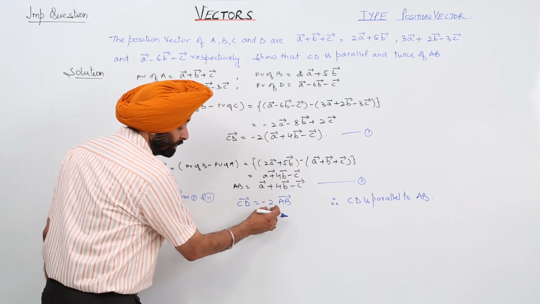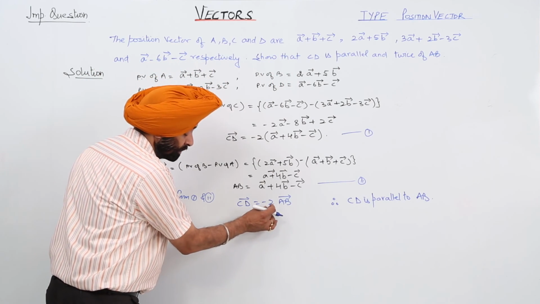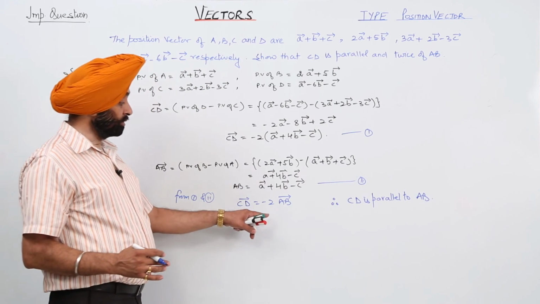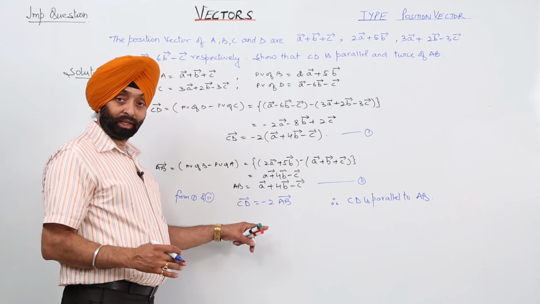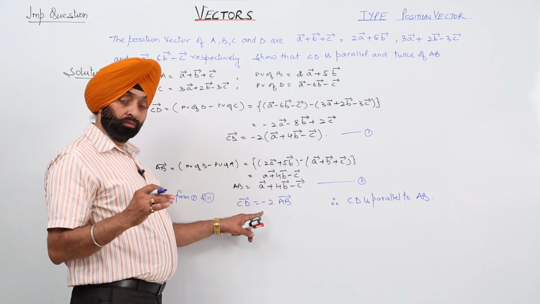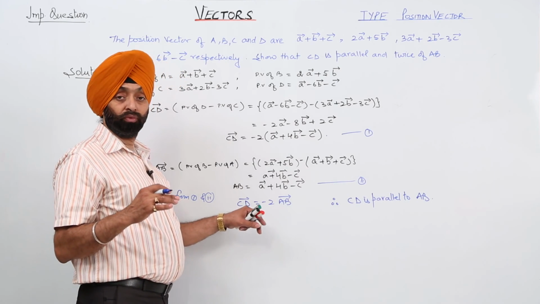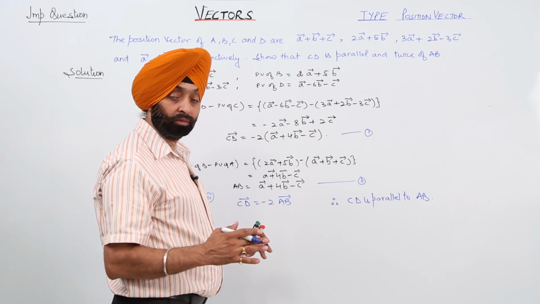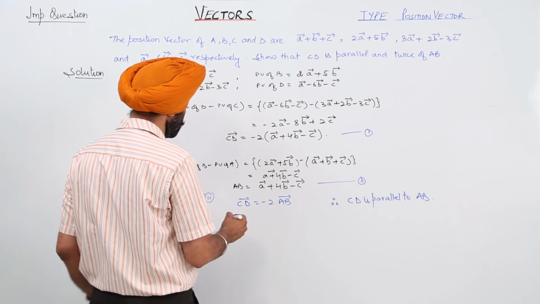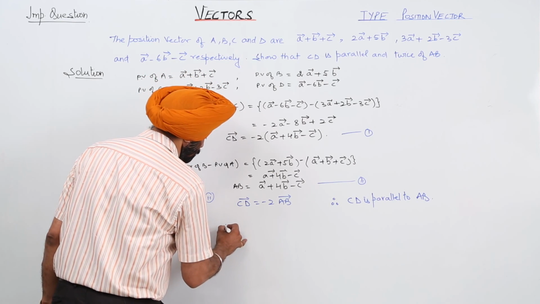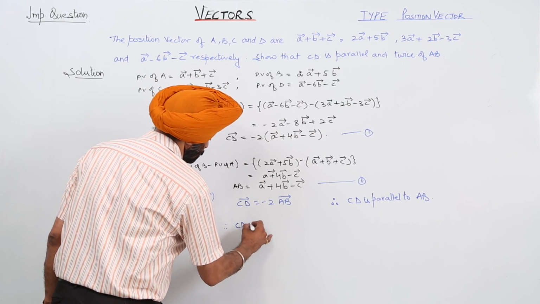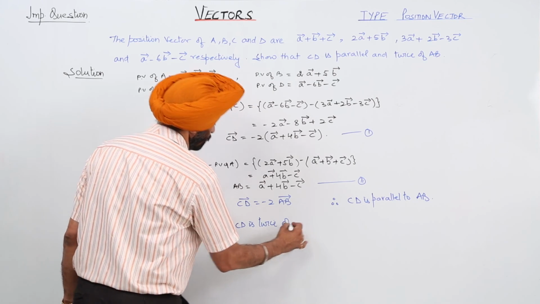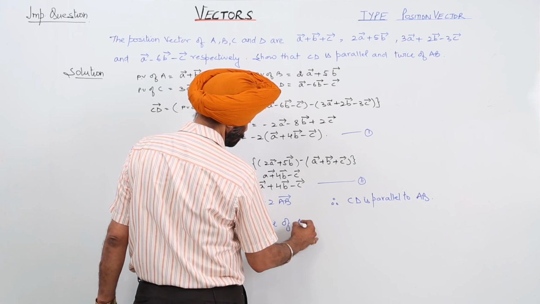Now, what does this negative represent here? This negative represents the direction. Okay. So, it means the direction for this vector is negative of 2 with vector AB. So lines are parallel or in the opposite direction. Okay. CD is twice of AB.